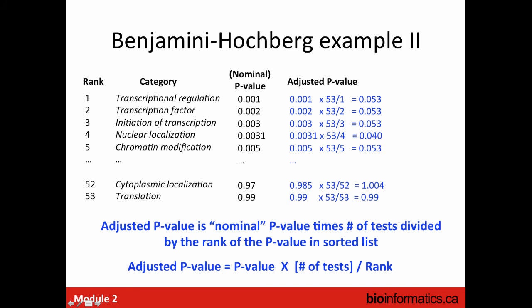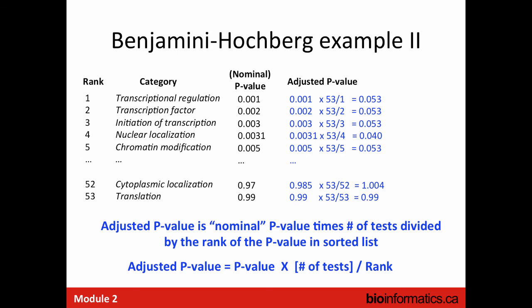Then you compute an adjusted p-value. So what is the adjusted p-value? Well, the adjusted p-value is equal to the original p-value times the number of tests that you did, which in this case is 53, divided by the rank of that p-value in the list. So this is the highest ranked one, so it's 1. This is the second highest ranked one, it's 2. The third highest ranked one is 3. Okay. So now that's the adjusted p-value. Okay, and we're almost there.